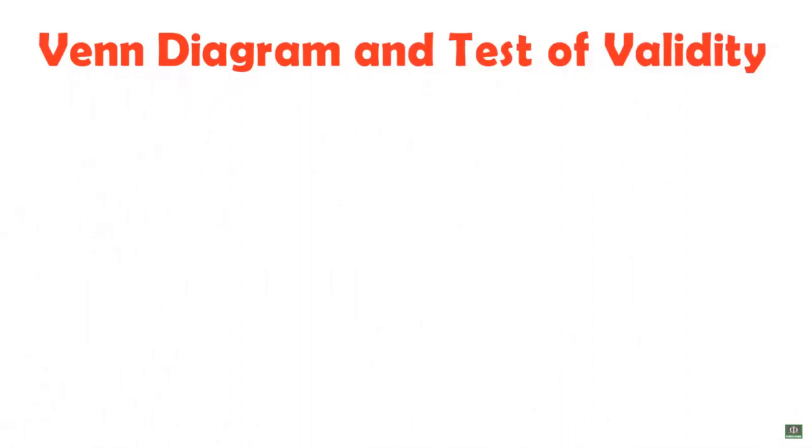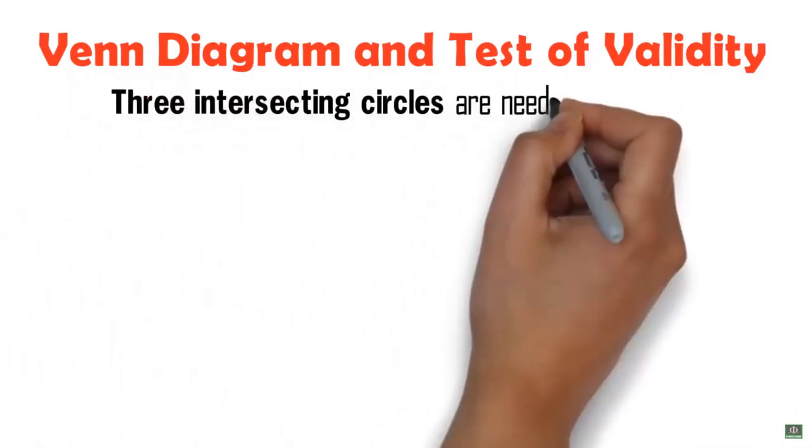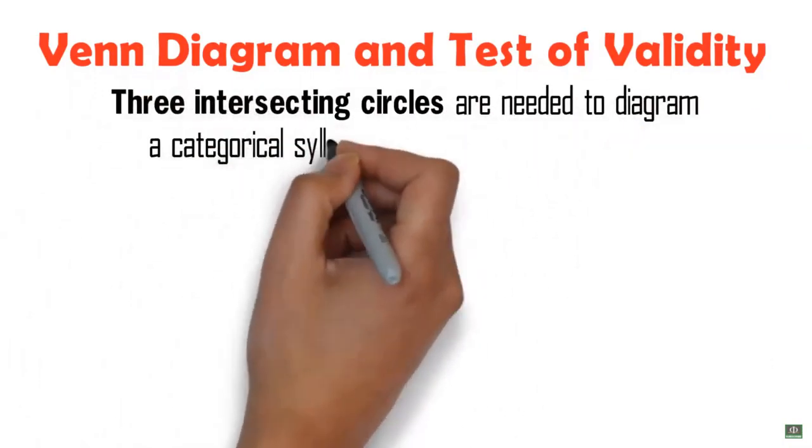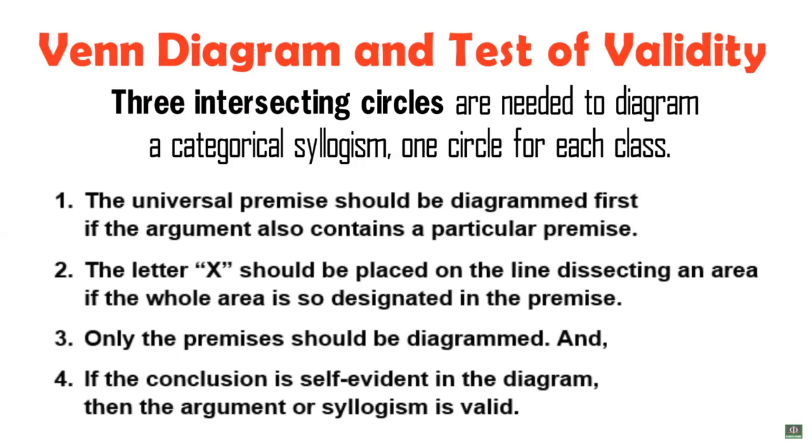A Venn diagram can be used to show the validity of categorical syllogisms. Three intersecting circles are needed to diagram a categorical syllogism, one circle for each class. The following rules will be observed in testing the validity of a syllogism using a Venn diagram.